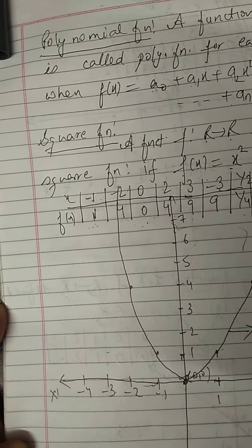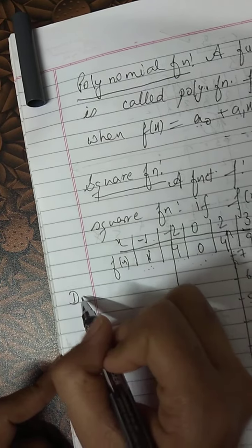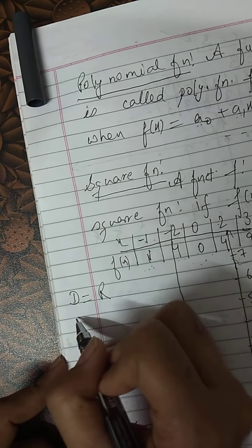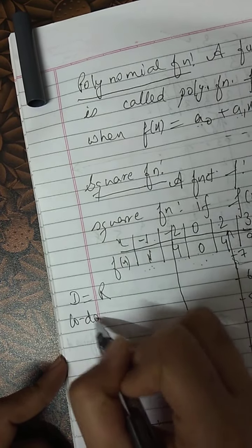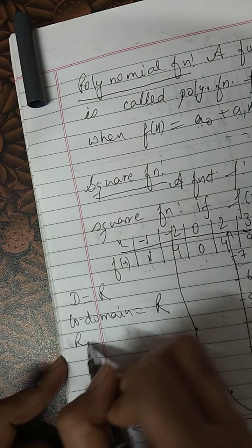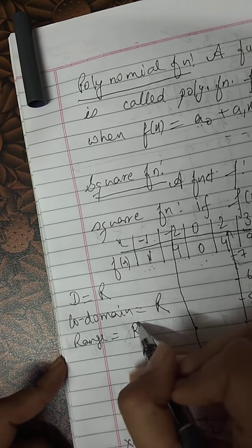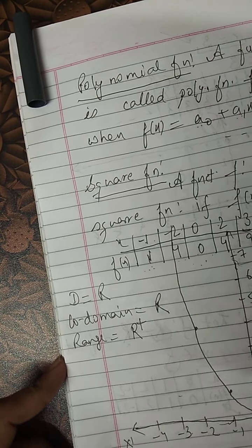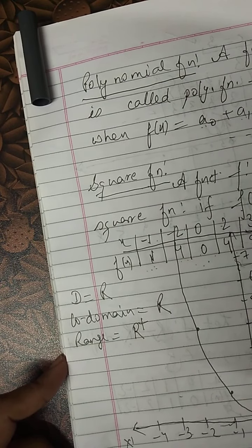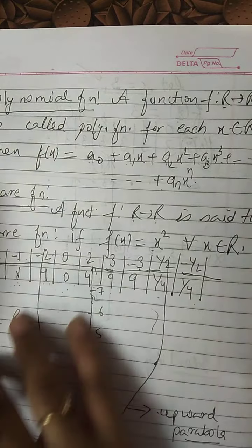So here we can write down also what is the domain of this function? All real numbers. What is the codomain of this function? That is also all real numbers. And what is the range of this function? That is positive real numbers, right? R plus. And let us write down the domain and codomain for the other functions also that we have discussed.